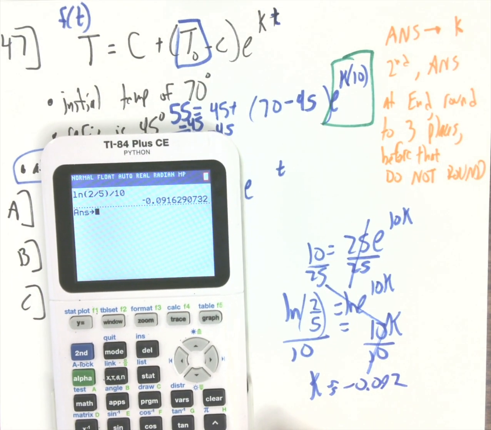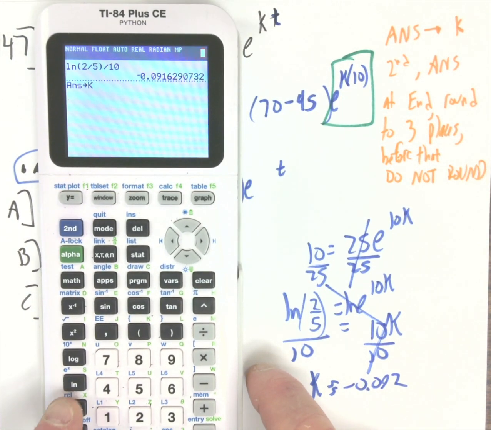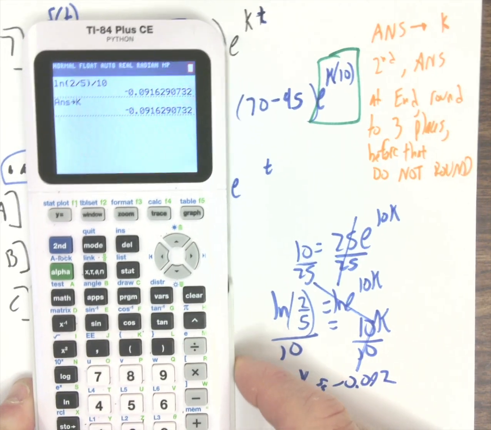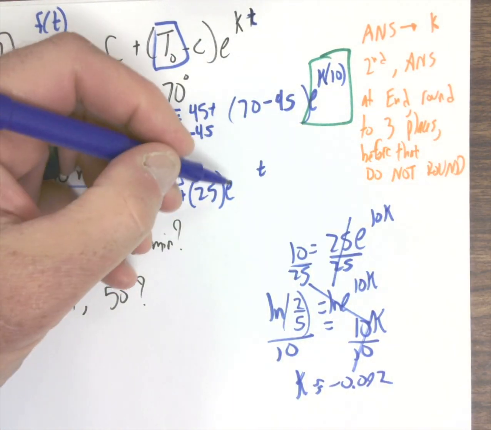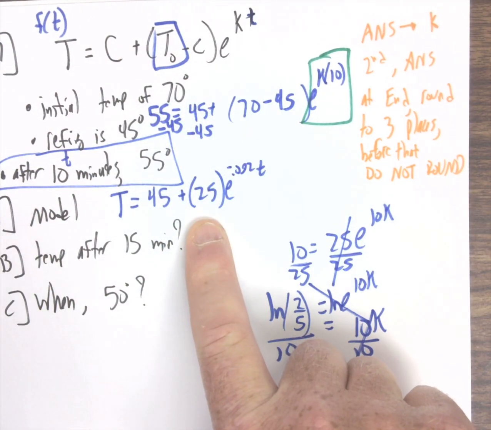But now I'm going to store k. Store k. Because now I have my model, and now that goes right here. Negative 0.092t. So there's the model. Check.